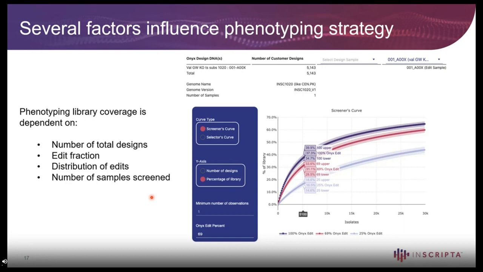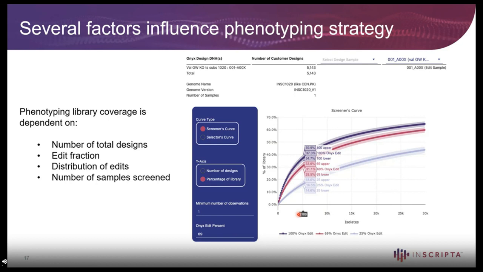What these factors allow you to determine is what we're calling a screener score. An example of that is shown over here on the right, in the Resolver software. In this particular example library, it's about a 5,000-member library, and the editing fraction was about 69%. What's shown on the x-axis is the number of isolates that are screened and the percent of your library that you're actually covering during that screening workflow.